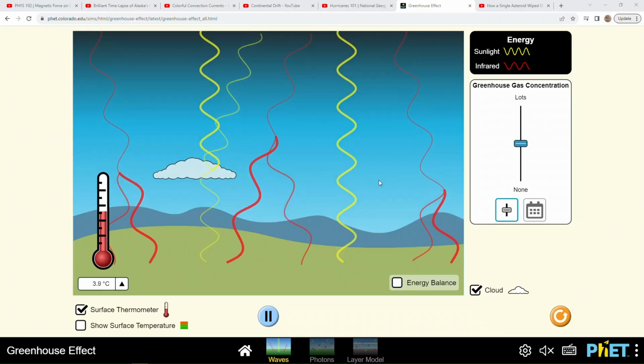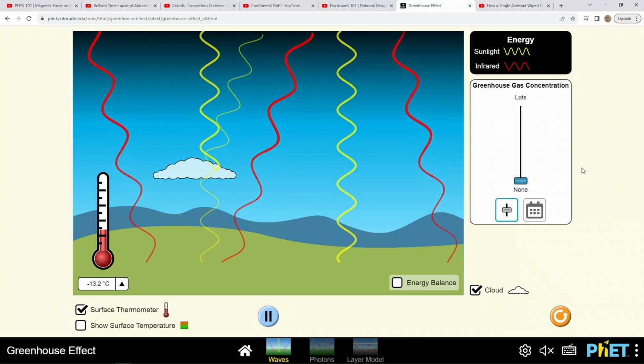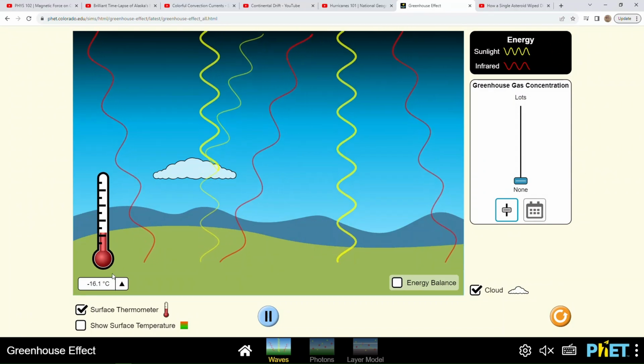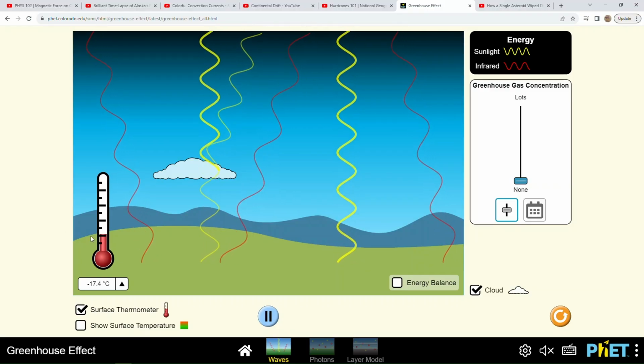So we'll manipulate the level of greenhouse gas a little bit. For example, let's go to one extreme: no greenhouse gas. This is actually not a good thing, because Earth's surface temperature drops dramatically, as all the thermal radiation from the surface of Earth escapes into space. So you can see the surface actually becomes very cold, right?